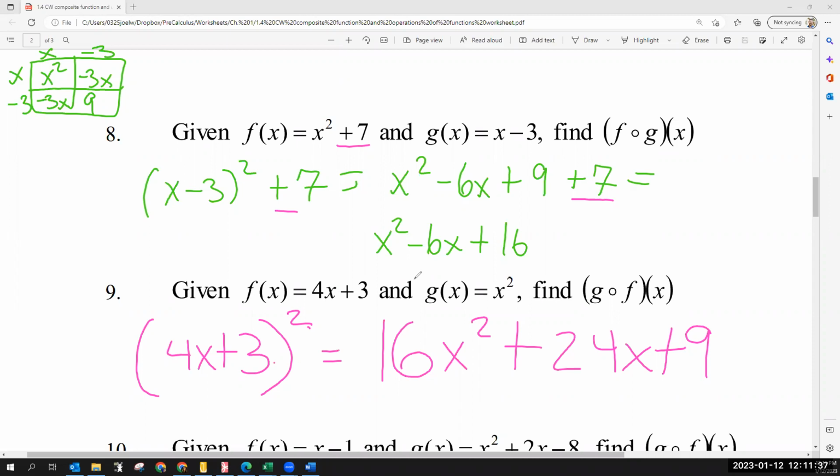Okay. One more, number 10. Who's got number 10 for me? I'll do it. You got number 10? All right. Number 10 was a bit brutal.